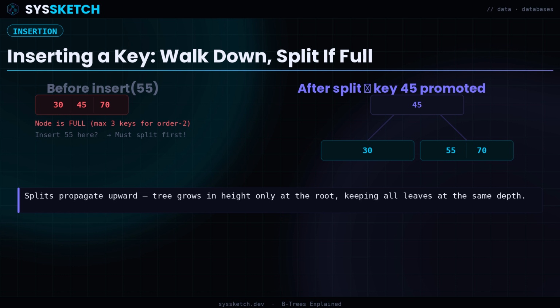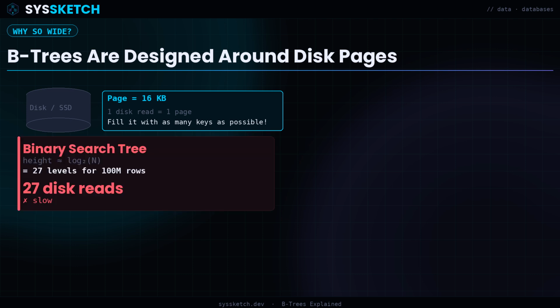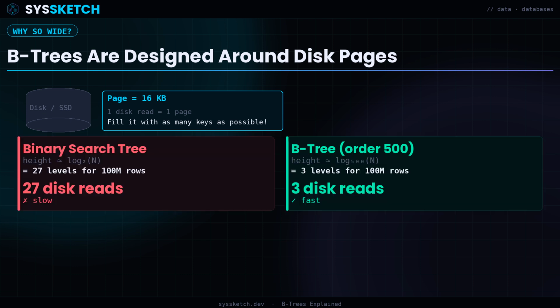Real databases like PostgreSQL and MySQL do not use pure B-trees. They use a variant called B+ trees. The key difference is that internal nodes store only keys, no row data, which means you can pack even more keys into each internal node, making the tree shallower. All actual row data lives in the leaf nodes.